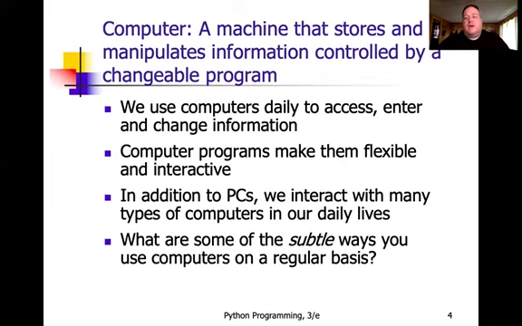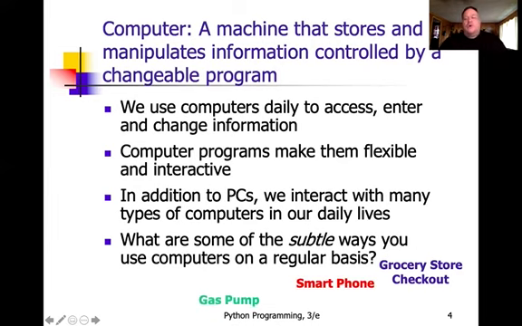So a computer itself is just a machine that stores and manipulates information that's controlled by some kind of a program. And we use computers all the time: grocery stores, smartphones, a gas pump. I mean, even when you stop at a traffic light, you're using a computer. And of course, every time you go to an ATM and withdraw money. So we actually interact with computers constantly.